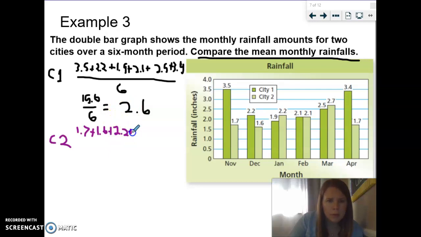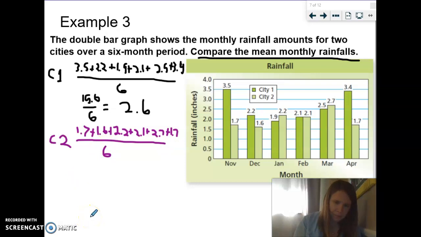Plus 2.1 plus 2.7 plus 1.7. Now I'm going to double check that I got all the right numbers. 1.7, 1.6, 2.2, 2.1, 2.7, 2. Looks good to me. Okay, I'm going to divide it by 6. I'm going to add those up first. 12. Hey, 12 divided by 6 is super easy. 12 divided by 6 gives me an answer of 2.